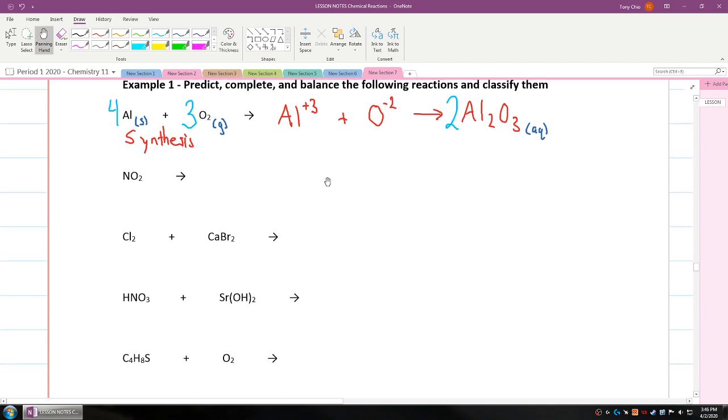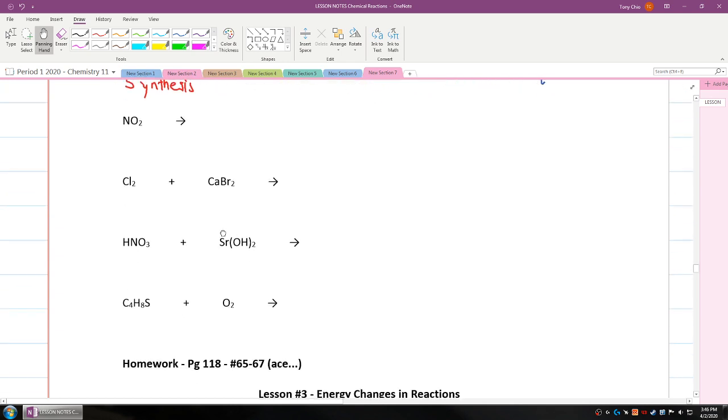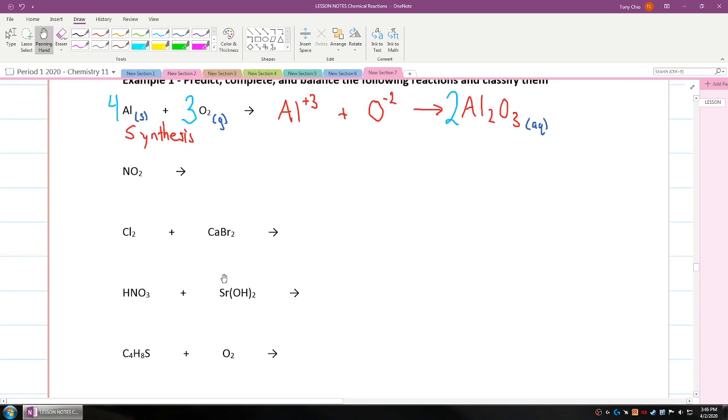Let's try the next example. So again, if you want, you could pause this video at any time. That way you can try these examples out first before you move on. So NO2, you just see one single reactant. Nothing else. In this case, you should right away notice that this must be a decomposition.